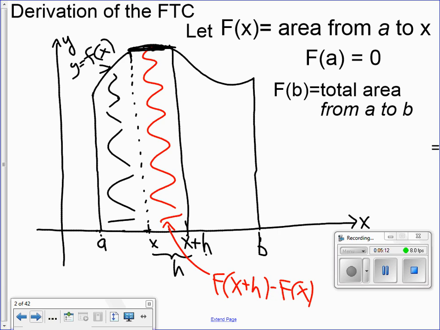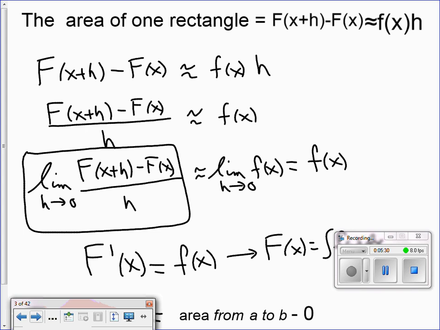Well, do you see that that would be almost equal to the area of this rectangle, where the width is h and the height is f of x? Let me go to my next page. So the area of one rectangle, which would be f of x times h, is approximately equal to F of x plus h minus F of x. And it's really important when you're looking at this, understand that lowercase and uppercase are two different things.